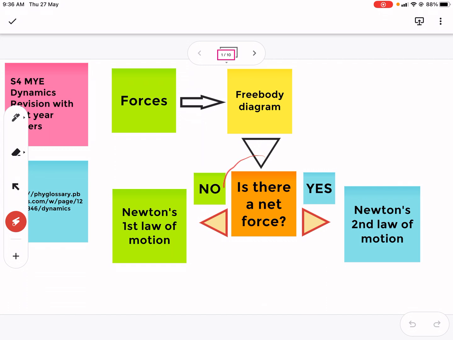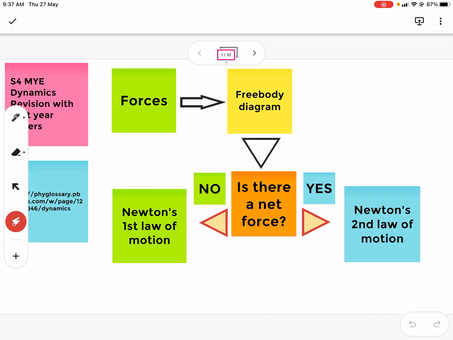The main question we ask normally is: is there a net force acting on this object? If the answer is no, there's no net force, then we can apply Newton's first law of motion, which states that an object will either stay at rest or continue with motion at a constant speed in a straight line. That means there's no net force. This is also known as the law of inertia.